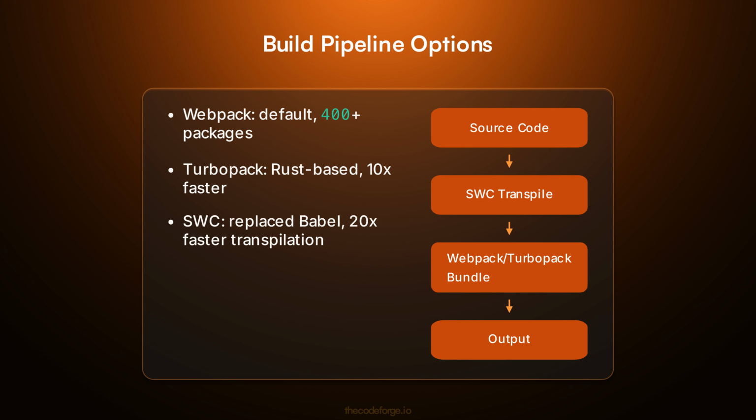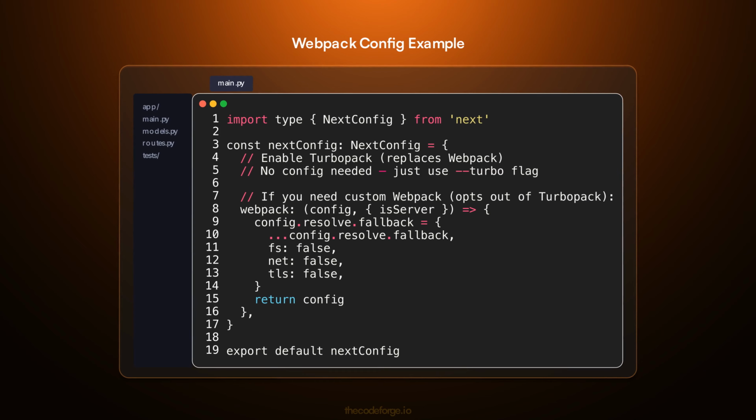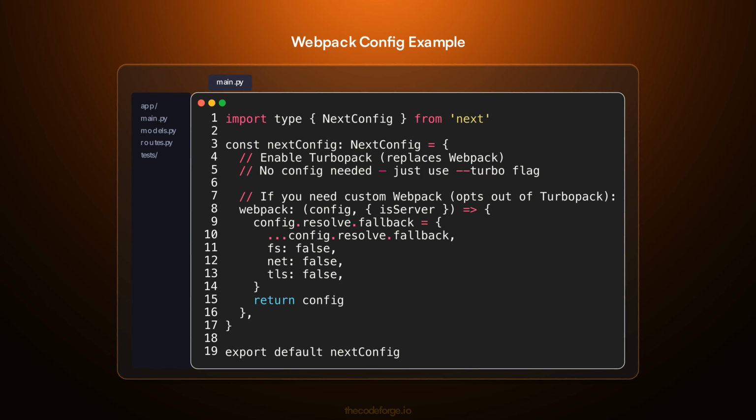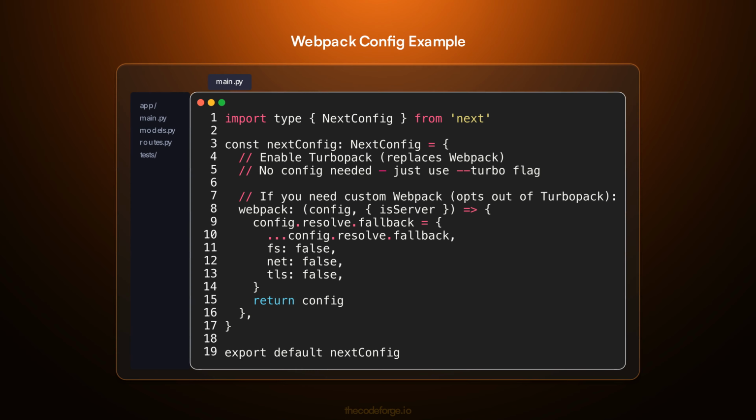It's 10x faster at cold starts and 4x faster at HMR. SWC is the Rust-based transpiler that replaced Babel in Next.js 13+. Here's how you configure Webpack in next.config.js. If you need custom Webpack loaders, you define a webpack function. But note, adding a custom webpack function opts out of Turbopack entirely.